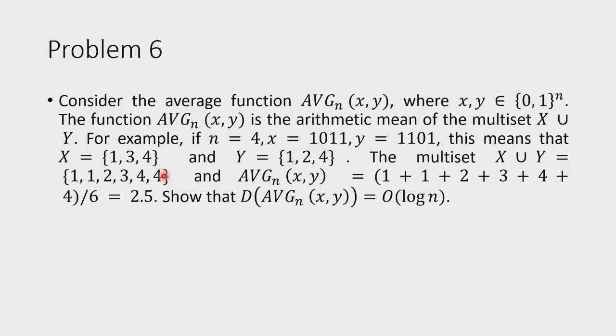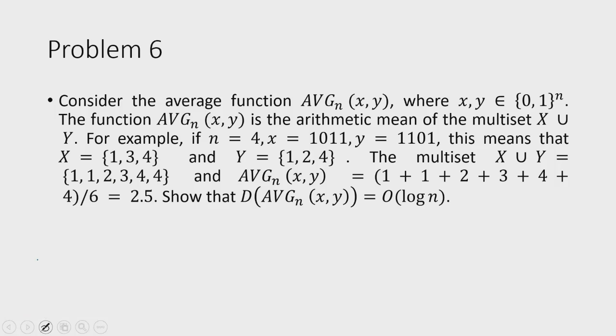What we are supposed to do is show that the communication complexity of average is order log n. So there is a protocol that can compute average using just order log n many bits of communication. So is the question clear? Yeah. So let's show this.